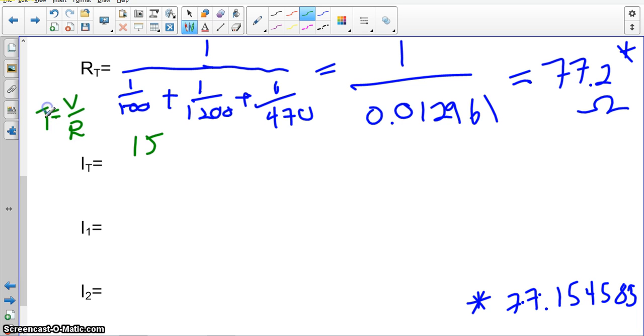That's one of the forms of Ohm's law. It's the helpful one for this one. So it's 15 over the 77.2, and you get 0.194 amps. And how you'll see it on the final exam, most likely, you won't see it like this.